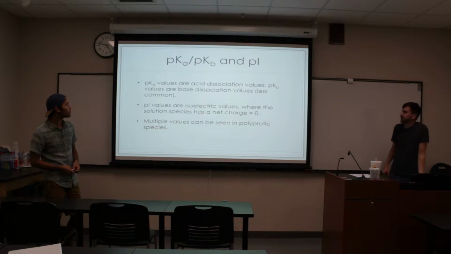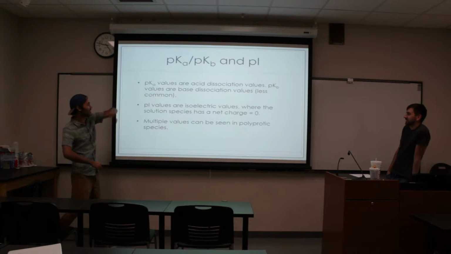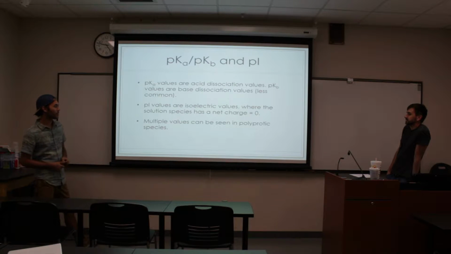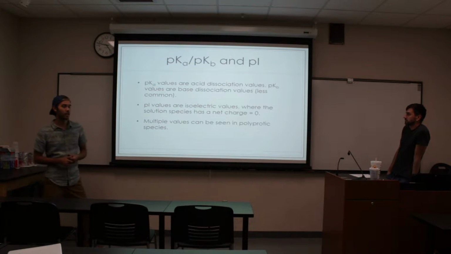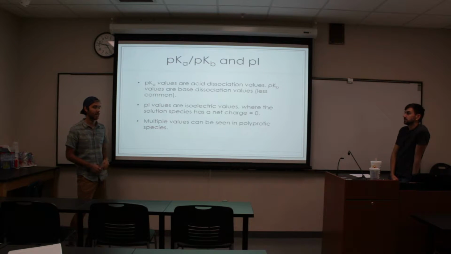So you got your pKa values, which are the main ones you're going to work with, which are the acid dissociation constants. Isoelectric points are your pI values, and that is when the species in the solution, so the weak acid or base that's in the solution, has a net charge on it of 0.